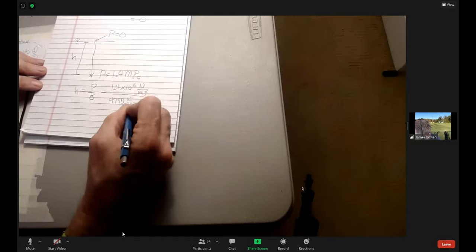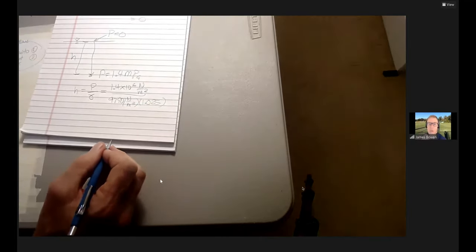And then we use the specific weight of water and the specific gravity that we're given.